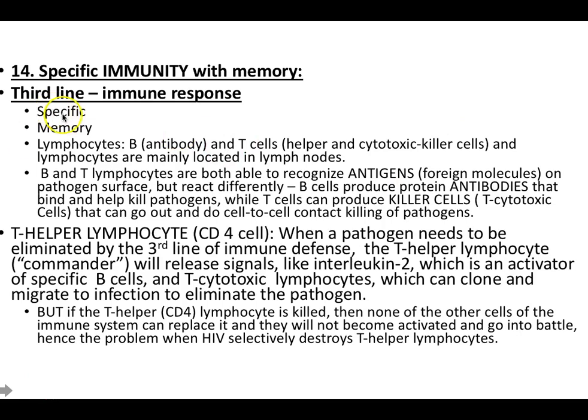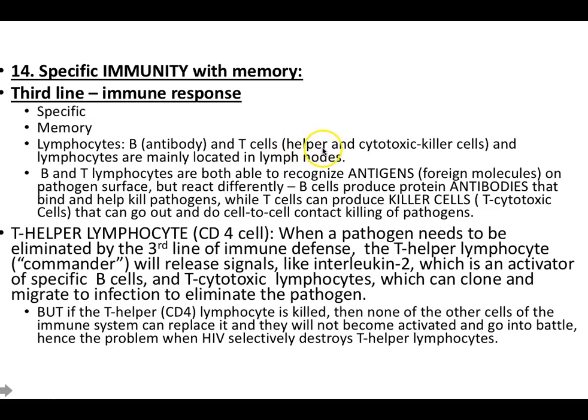Okay, so third line, your lymphocytes, they are specific. They have memory. Lymphocytes come in two flavors, B cells and T cells. B lymphocytes or B cells make antibody, and these are the Y-shaped protein molecules that can bind to the specific antigens on foreign pathogenic cells and, with other components of the immune system, destroy it. There are also T lymphocytes or T cells. They come in a variety of types.